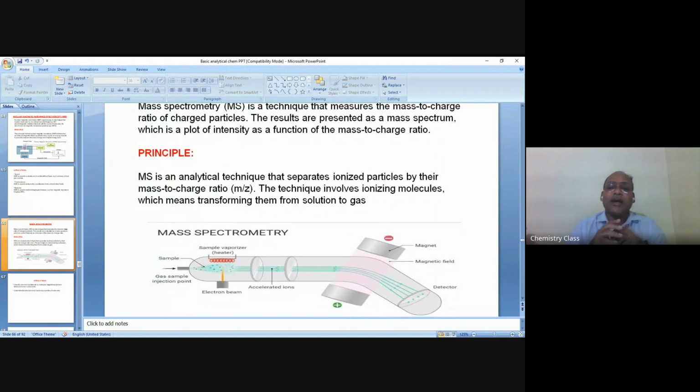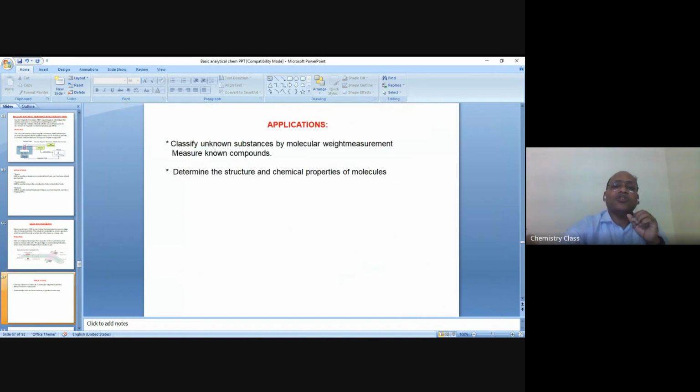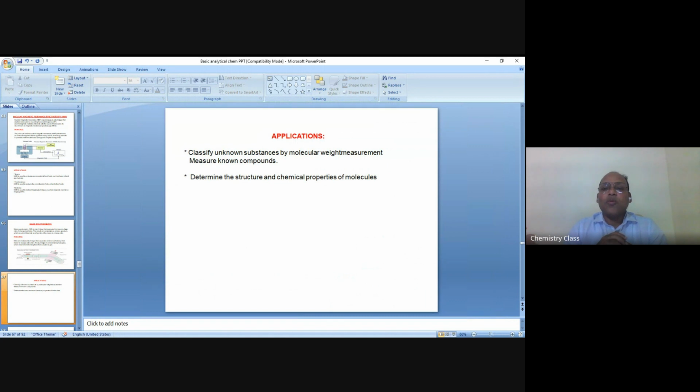The sample is taken and vaporized, and then the ionizer, magnet, magnetic field and detector are there. This diagram explains how the components are organized in this case. Now the applications: classifying unknown substances by molecular weight measurement, and measuring unknown compounds.